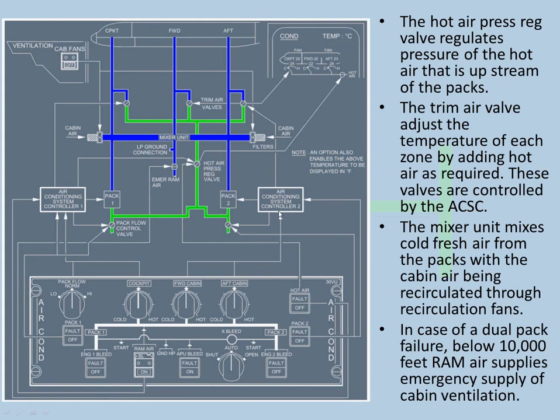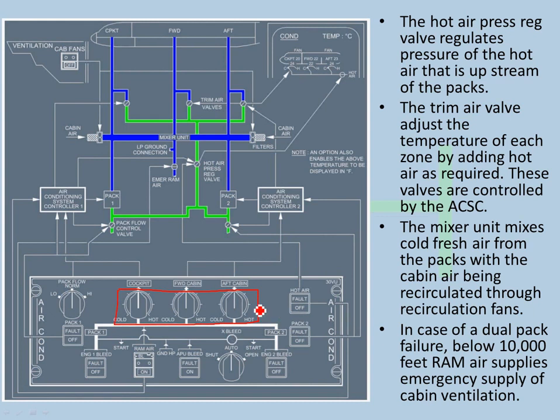Now here we come to the schematic of the air conditioning system. So the hot air pressure regulating valve, that is here upstream of the packs, is the one that is regulating the pressure of the hot air that is upstream of the packs. Now, remember, the packs are going to generate the lowest selected temperature on the panel. Whatever temperatures you select here, it will generate the lowest.